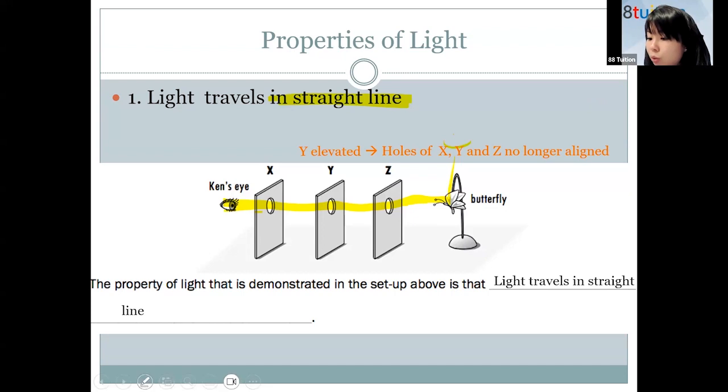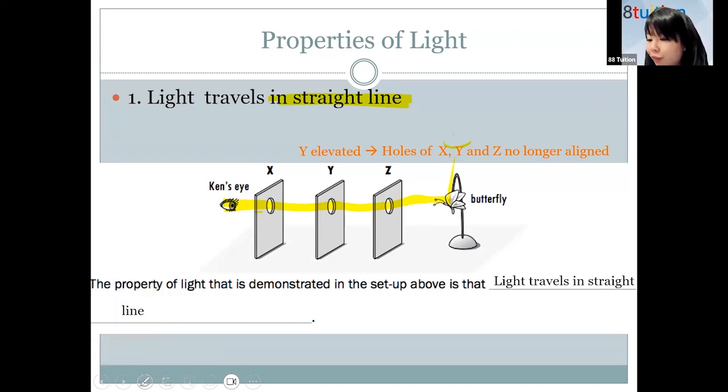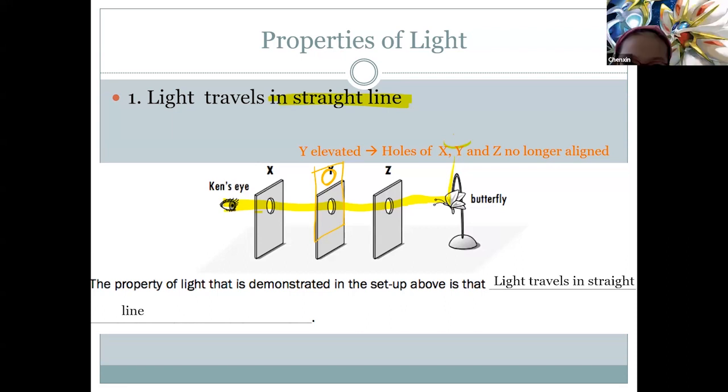However, don't need to copy this. You can just listen while you are copying down. If I were to slightly shift the cardboard like that, and now the hole is here, Chengxing, will I still be able to see the butterfly? No, because the holes are no longer aligned, the light will be blocked here. All right, y'all can see that, yeah?